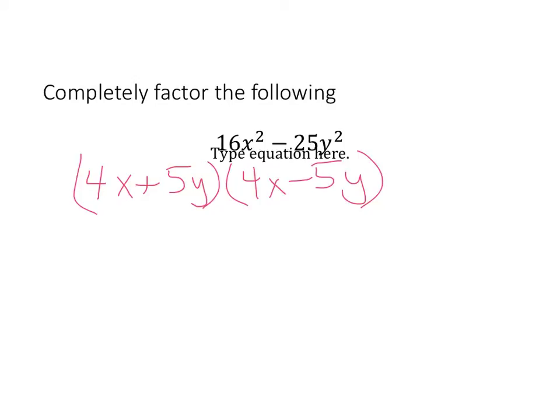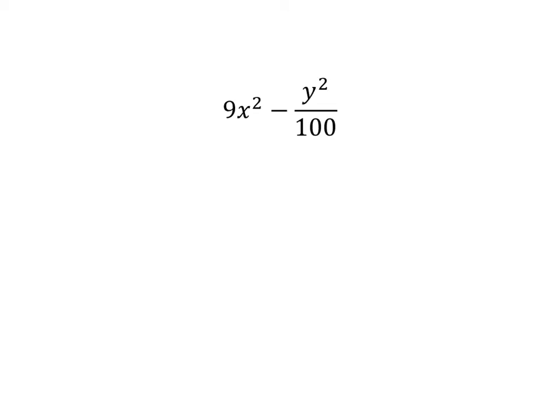And the next question, we've got 9x squared minus y squared divided by 100. Okay, so now just carefully look at this. Make sure you realize that this is a square, so that's 3 squared and that's x squared. And this is also a square, even though it looks a little funny. This is y squared. And then what is 100? Well, that's 10 squared. And we've got a difference.